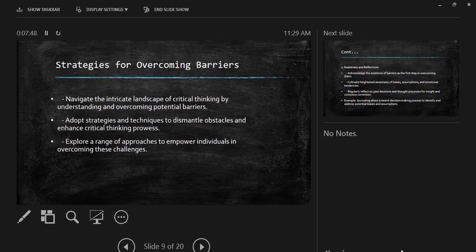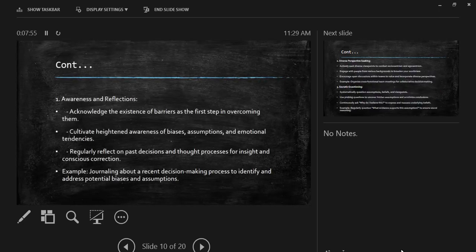Now, as we have seen the barriers, we have some strategies to overcome these barriers in order to think critically.